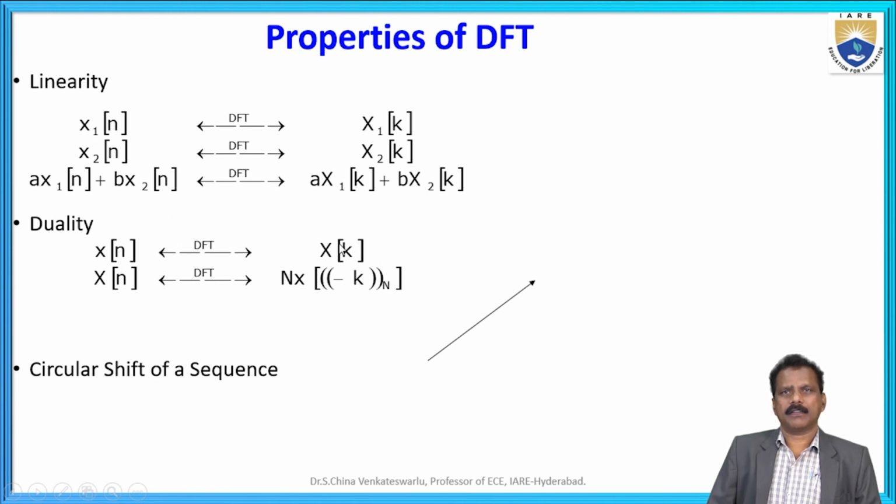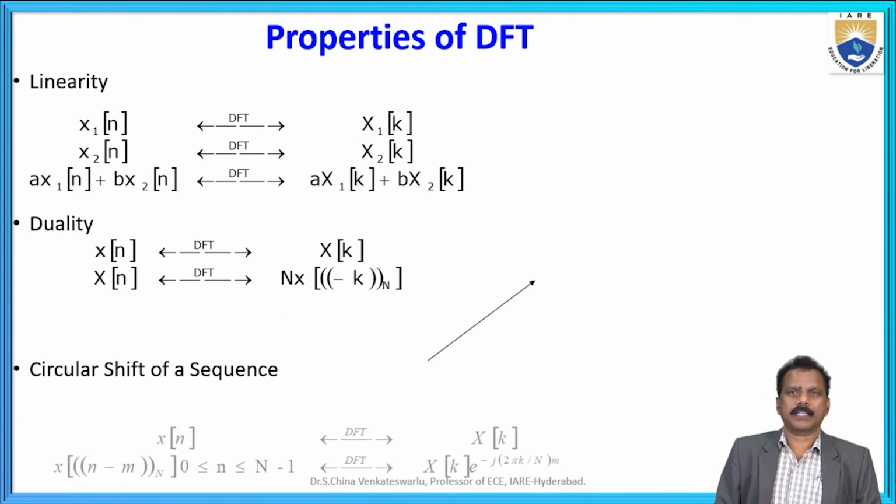X of n, applying the DFT, we expect x of k. Applying the inverse discrete Fourier transform, similar case, x of n, so n into minus k n. Like this, the duality can be verified mathematically.